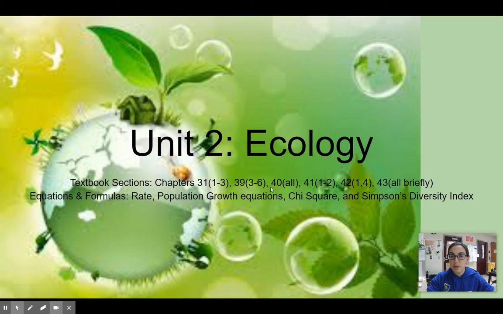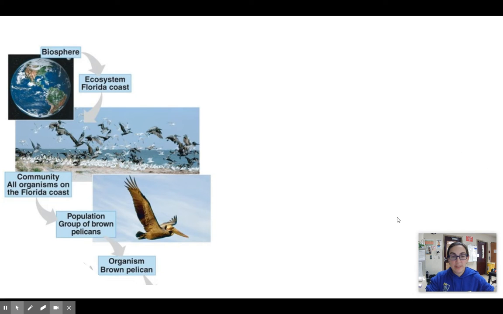Today we are starting with chapter 40, the first part of this. So one of the things that you did is you went through and put a bunch of words in order. When we study ecology, we're really just looking at the higher levels of organization in biology, kind of starting with one individual organism, like here we have a pelican.